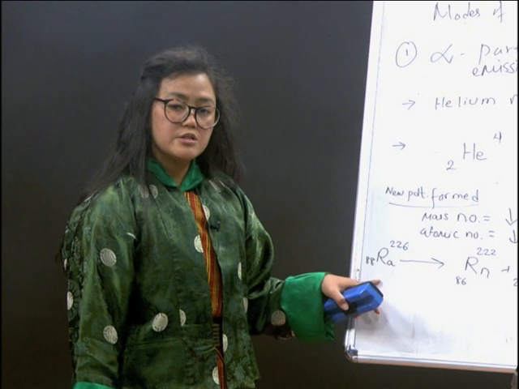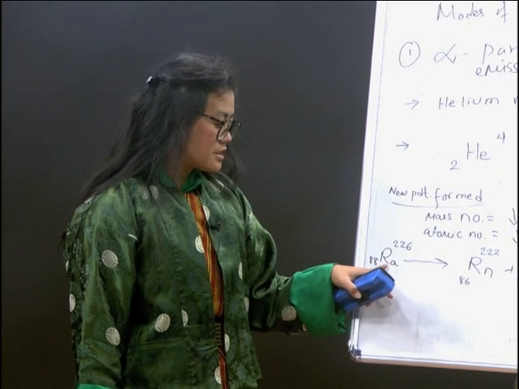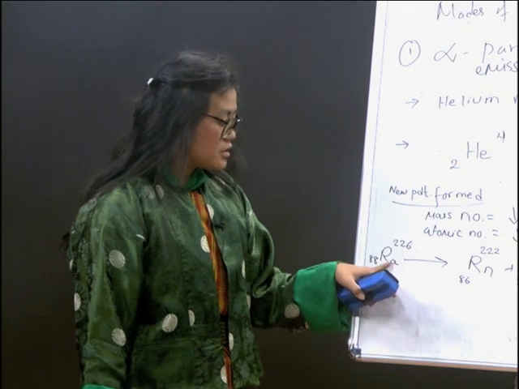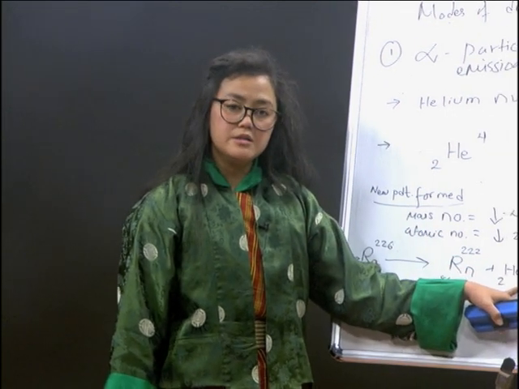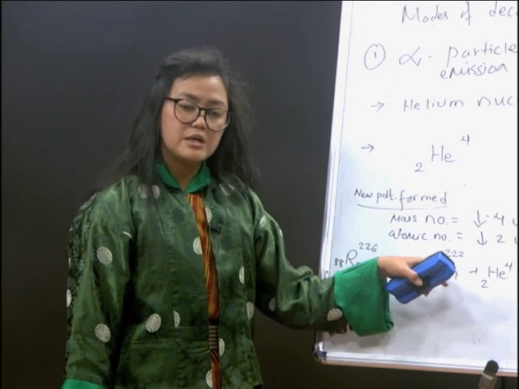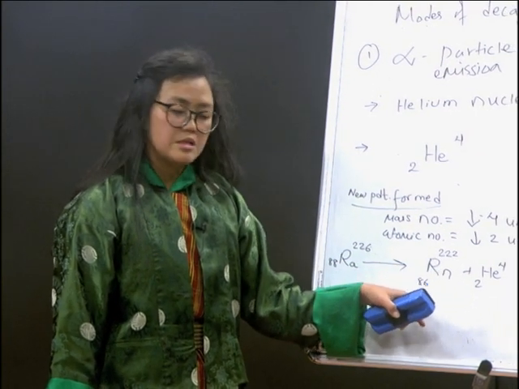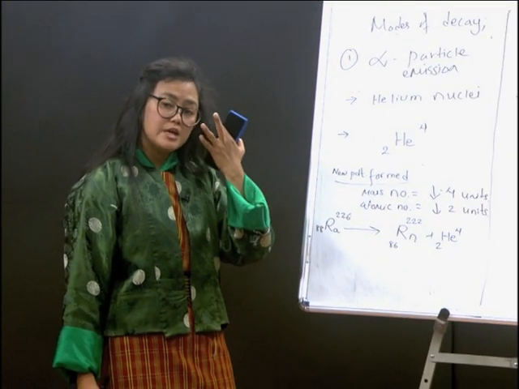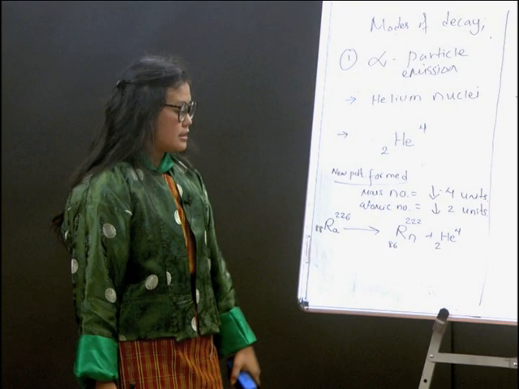So, this is disintegration process because this is radioactive isotope. When this radioactive isotope emits alpha particle, it will form a stable new element. That new element will be stable. So, how will be the product? Mass number will be less by 4 units and atomic number less by 2 units.